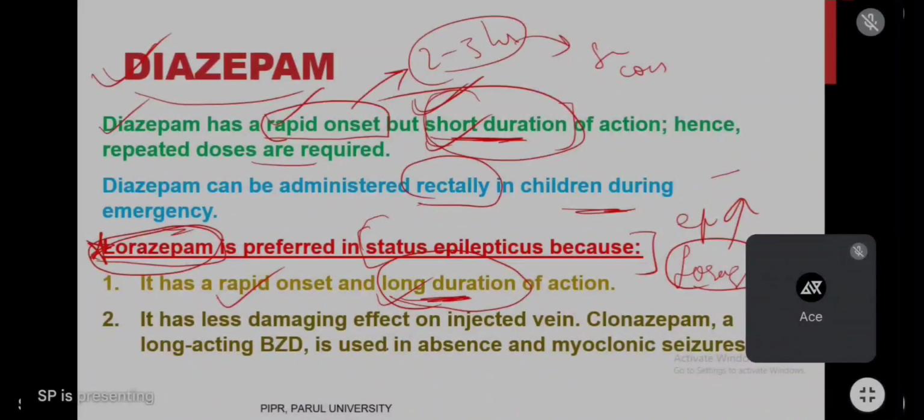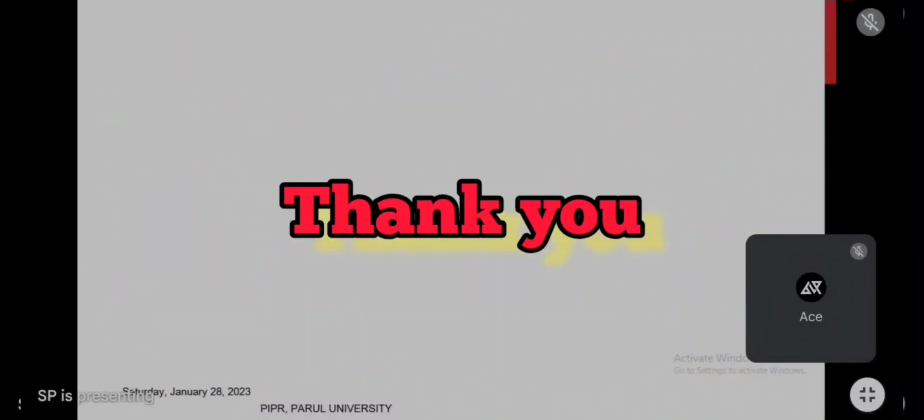One more advantage of lorazepam over diazepam is that it has less irritative effect on veins. When given through veins, it causes less irritation, it is long acting, and it can be given in absence seizures and myoclonic seizures as well. So these are important points you have to remember about lorazepam and diazepam. Diazepam and lorazepam are benzodiazepines used in emergency conditions in epilepsy. I think I will stop here. Remaining drugs, if any, we will discuss in the next class.